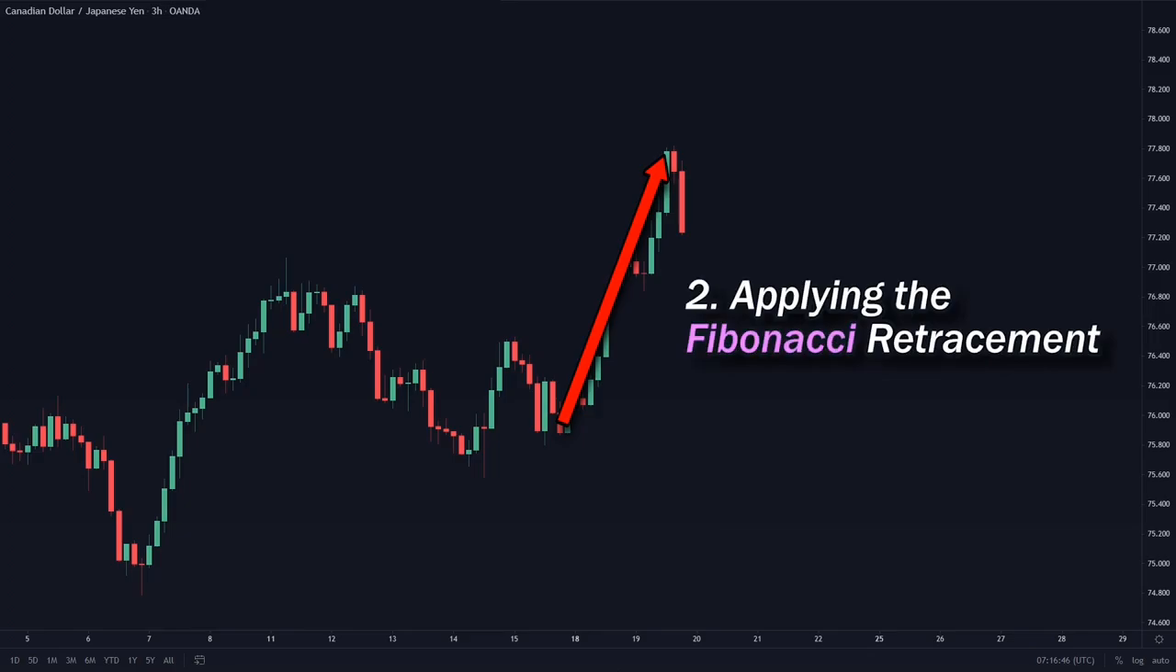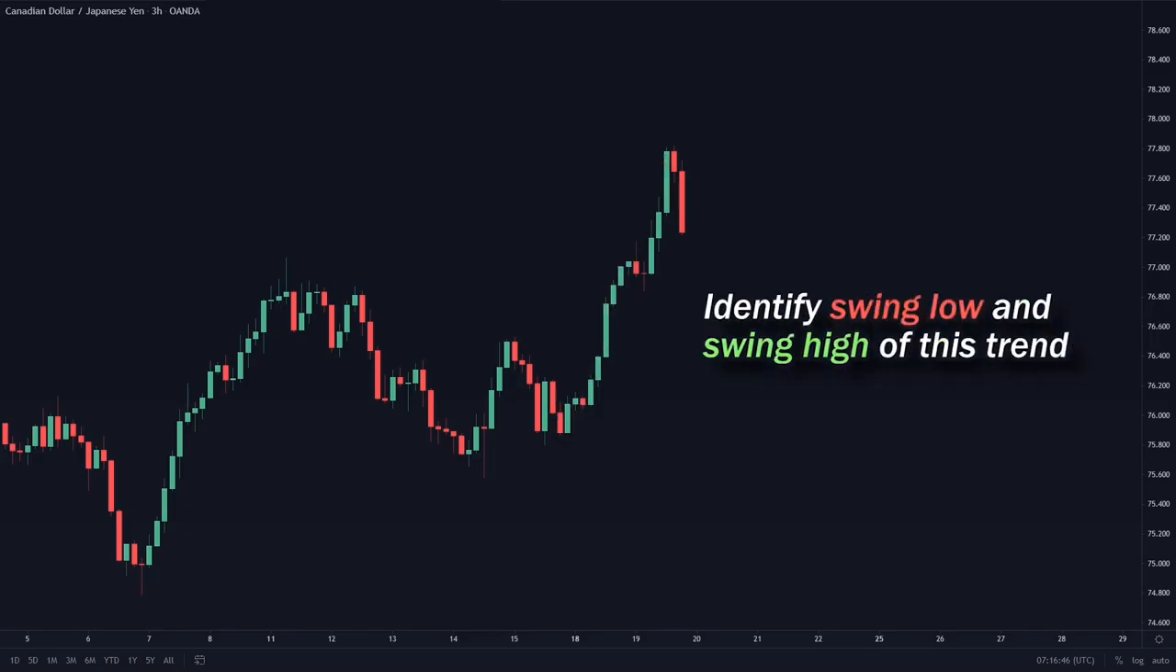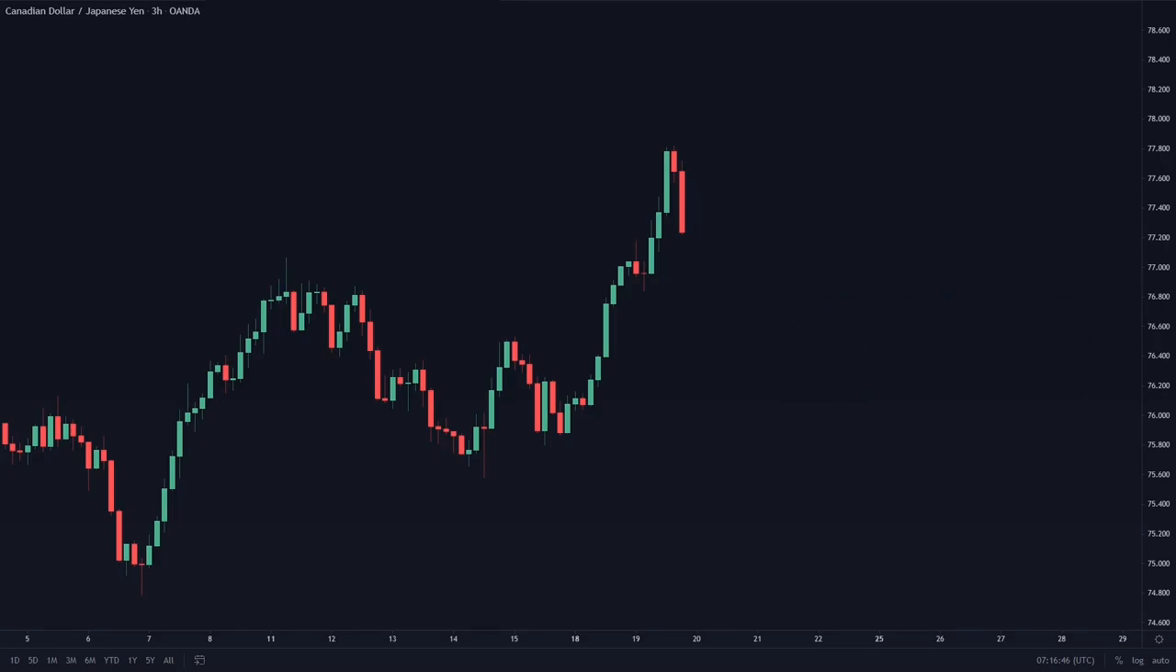Now, once you've identified the trend, the next step is applying the Fibonacci retracement. To apply it, you first need to identify both the swing low and the swing high of this trend. A swing low refers to the lowest point the price reached before reversing upwards. Over here, we can see that the price slightly went down before reversing back up, and at this period, this was the lowest point. And so this will be our swing low.